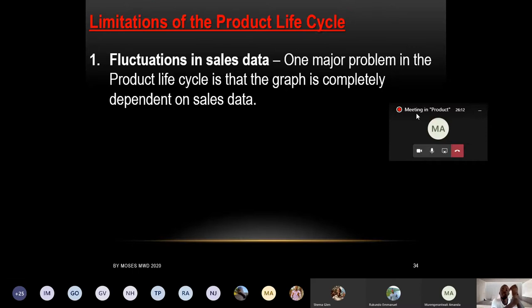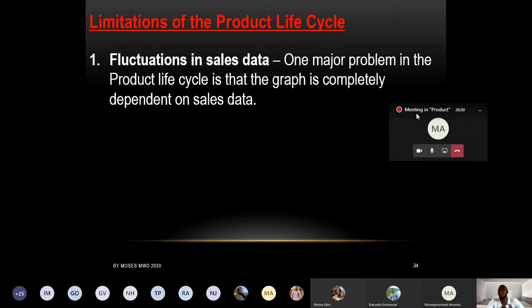So, limitations of product life cycle: fluctuations in the sales data. Fluctuations. That word disturbs me when it comes to pronouncing it, but I think I tried this time around. Fluctuations. Yeah. Keep on changing.